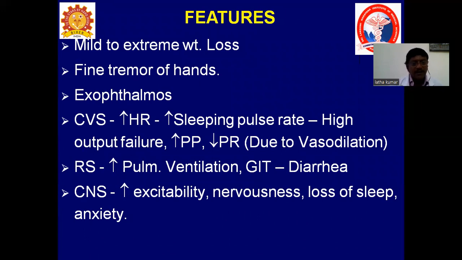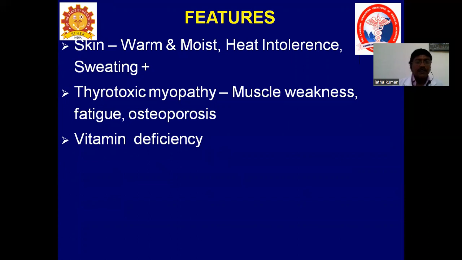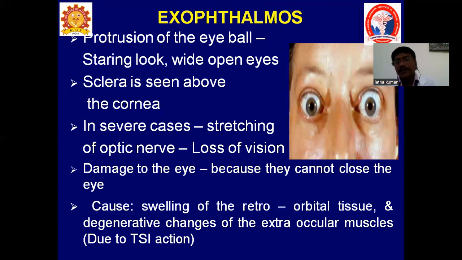In case of hyperthyroidism, when compared to hypothyroidism, in hypothyroidism there is the opposite action: dullness, prone to sleep and lethargic. Features continuing for hyperthyroidism: skin becomes warm and moist, heat intolerance, sweating will be more, thyrotoxic myopathy, muscular weakness, fatigue and osteoporosis, vitamin deficiency. All these are features of hyperthyroidism.